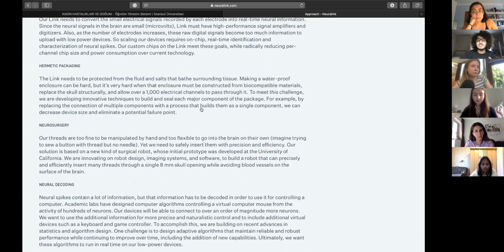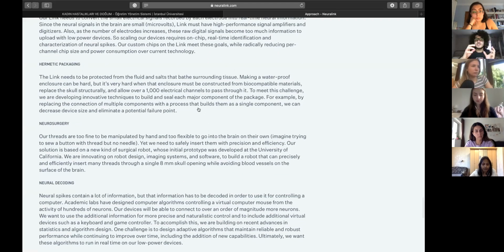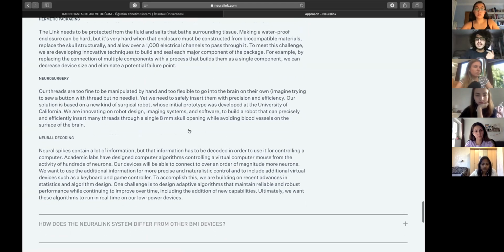And again, the hermetic packaging, this is really important because basically you have to have a computer at this level and you have to implant lots of things into that computer. Again, this is a challenge about Neuralink. The neurosurgery itself is a challenge.